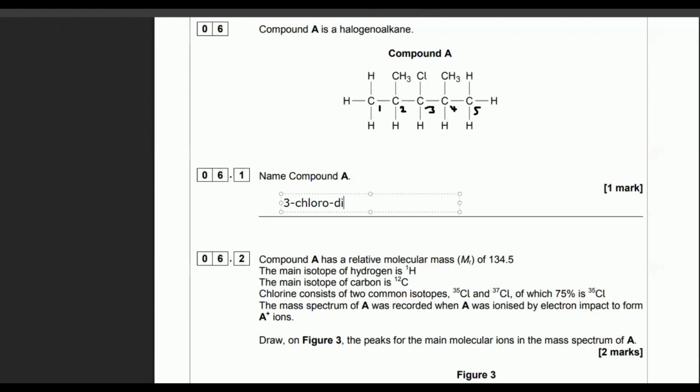Oops, sorry. 3-chloro. I need to number the methyls, don't I? 2,4-dimethylpentane. And here we go. And that is going to get us a lovely mark.